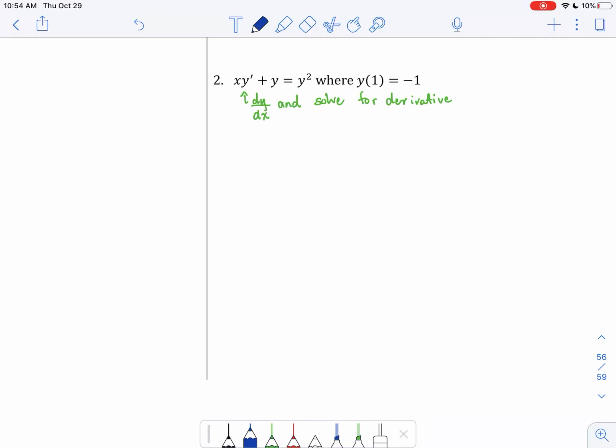So what do I mean by that? What I mean is I want to get y prime by itself. So y prime is equal to y squared minus y divided by x. So I've solved for it by itself, and then I'm going to rewrite dy dx here.